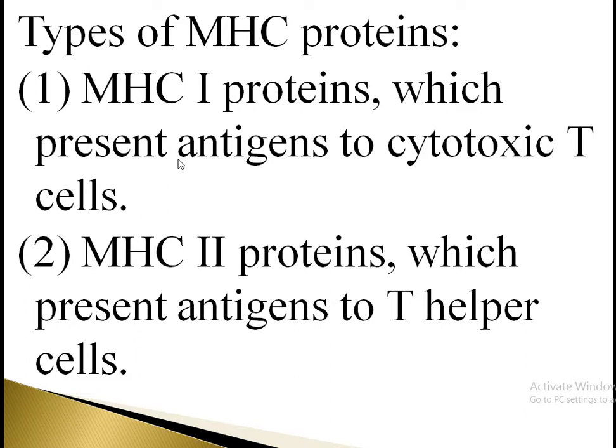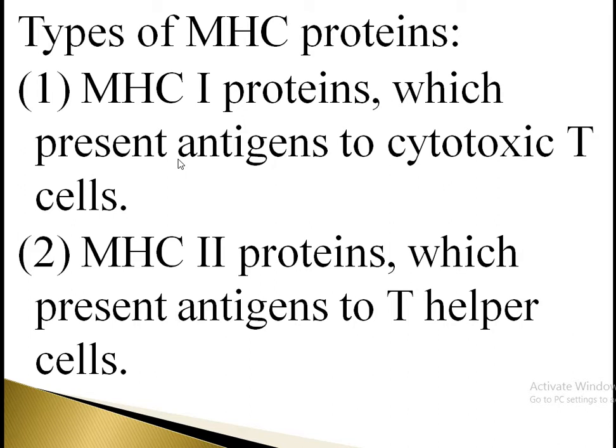As far as the MHC is concerned, we have two types, type 1 and type 2. Type 1 presents antigen to cytotoxic T cells, and type 2 presents antigen to the T helper cells. You may be confused by these words: what are the cytotoxic T cells, what are the T helper cells? I will explain these later on so that you come to know what they are.